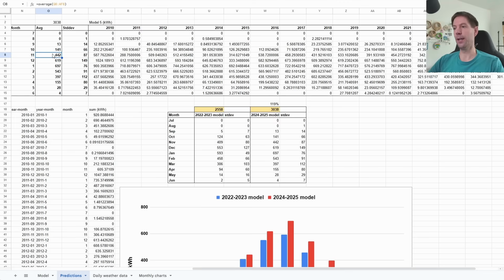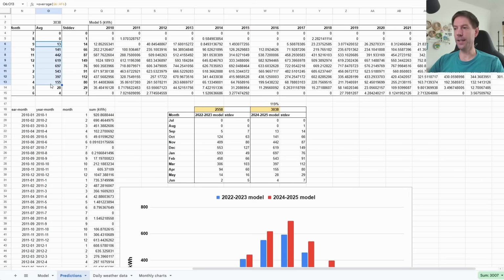the average. So you could imagine, for example, that some mild Novembers would be somewhat less than this 442 kilowatt hours. Some might be somewhat more if it's quite cold for that particular November. So this standard deviation just gives you a measurement of how much the heating demand should vary roughly from one year to the next for a given month.